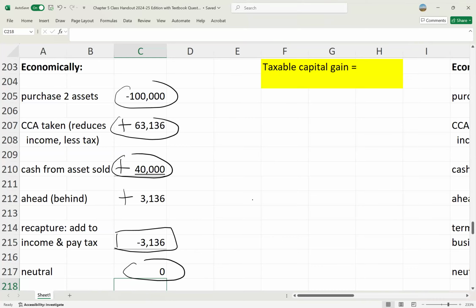So whenever you have a negative balance in the CCA class at the end of the year, that amount is known as recapture. In order to eliminate it, you have to add that amount to your income and reset the class balance to 0. Any questions about the recapture analysis?